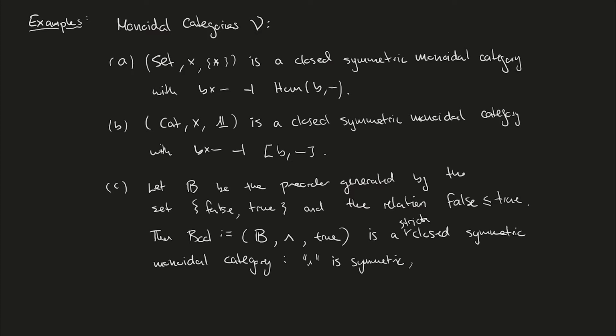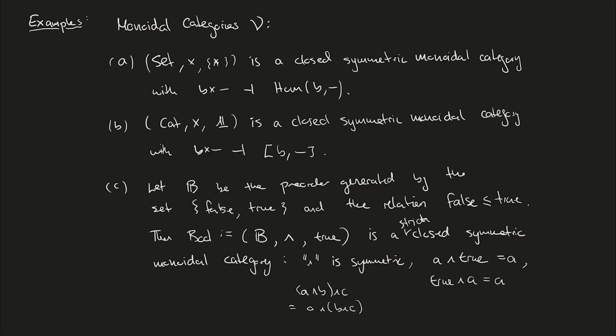We have the unit, so if we have any truth value A, if we take the operation with it and true, we get back A. The other way around also works. This is also a consequence of symmetry. And finally, we need to check that AND is associative, but this is the case because (A and B) and C is equal to A and (B and C). So this shows that it's a strict symmetric monoidal category.